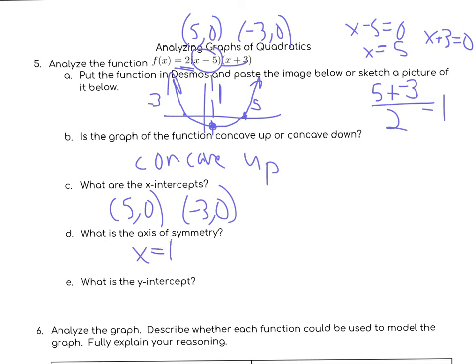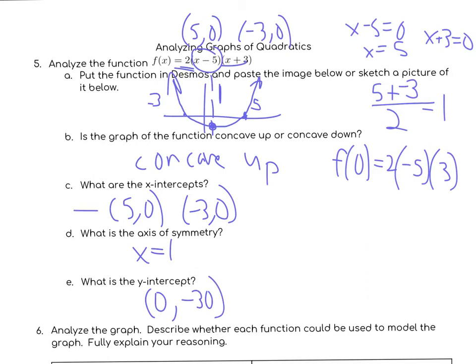But the axis of symmetry is the equation of the line that goes straight up and down through the middle of your parabola. And then the y-intercept, well, Desmos could tell me that, but I can also just plug in 0 for x. So that's 2 times 0 minus 5, which is negative 5, times 0 plus 3, which is 3. 2 times negative 5 is negative 10, times 3 is negative 30. So 0, negative 30 is my y-intercept. Write these as points, please, because I want to see them as points.